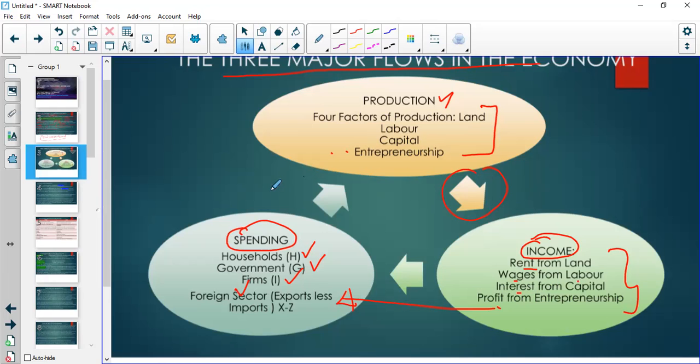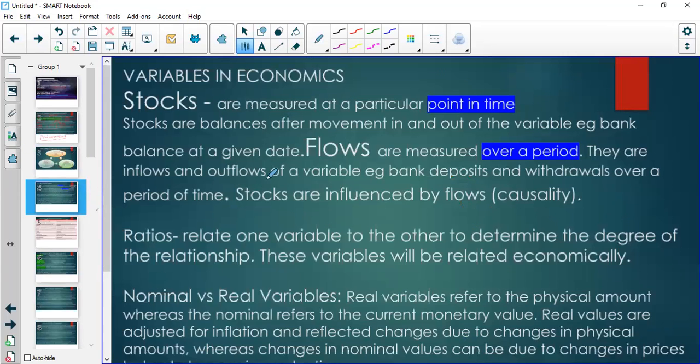So this is rather a soft topic, but also one that is very important, because students will somehow get confused. Now we come to the concept of stocks and flows. These are variables in economics. A stock is a balance. A flow is a movement, a movement in or out.